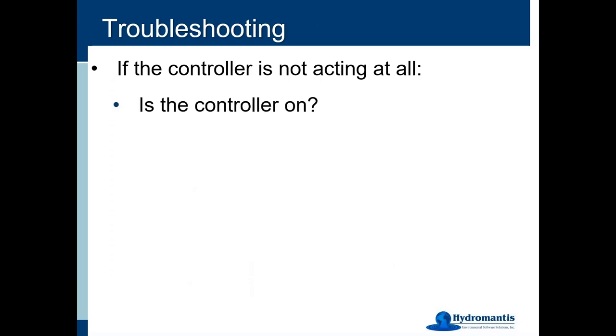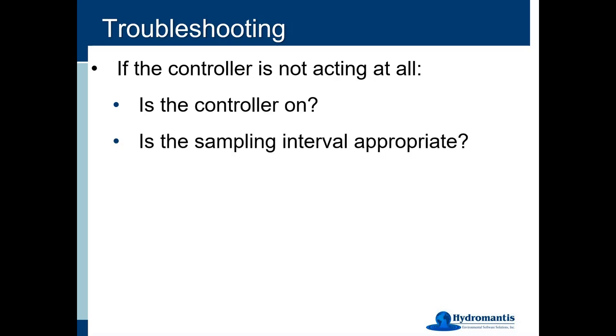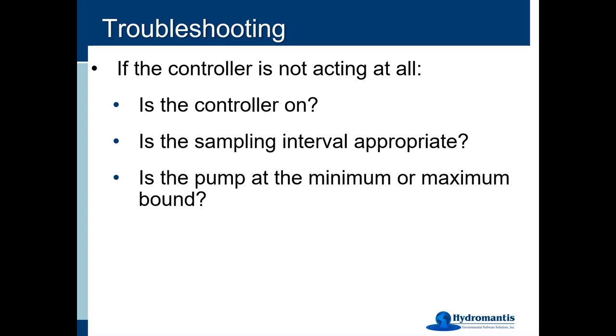Often it might seem obvious, but is the controller on? Did you accidentally at some point turn off that on-off button that you had to access the menu with? Seems obvious, but I've made that mistake myself, accidentally turned that off. Is the sampling interval appropriate? If you have a very long sampling interval, like the controller only took an action once a day or something, then it might seem like it's pretty well off. That's also a possibility. Or is your pump, or whatever manipulated variable you're using, at the minimum or maximum? Is it bound?